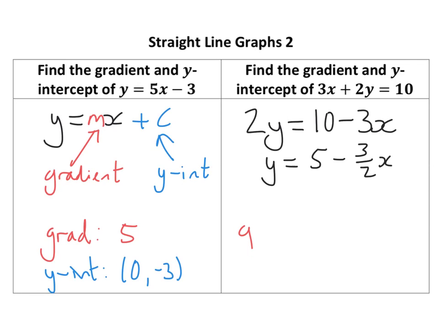So the gradient in this case is going to be the number next to x, or the coefficient of x, so that's -3/2, and the y-intercept, see if I can write it a bit better this time. Oh, I can, look at that, isn't that nice? It's going to be (0, 5), with the number on its own, 5.